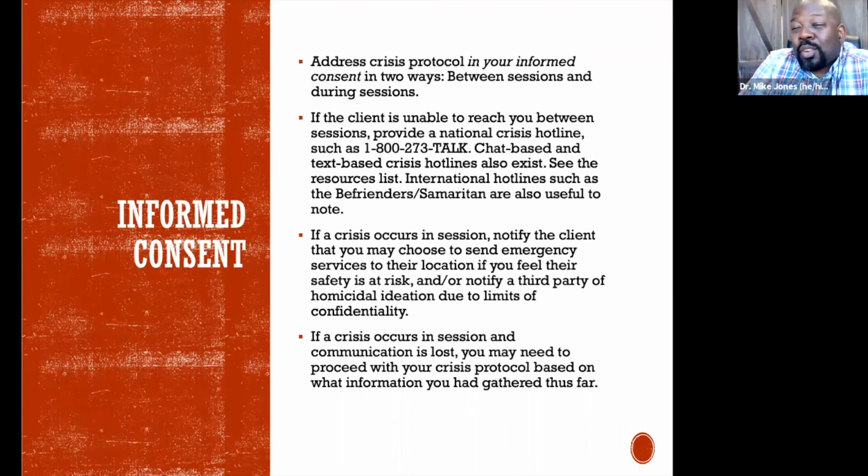Also, sometimes a crisis can happen during the middle of the session, and so you may need to, since you know where your client's location is, send help out to where your client is to make sure they are assisted if they're being assisted during the middle of that crisis.